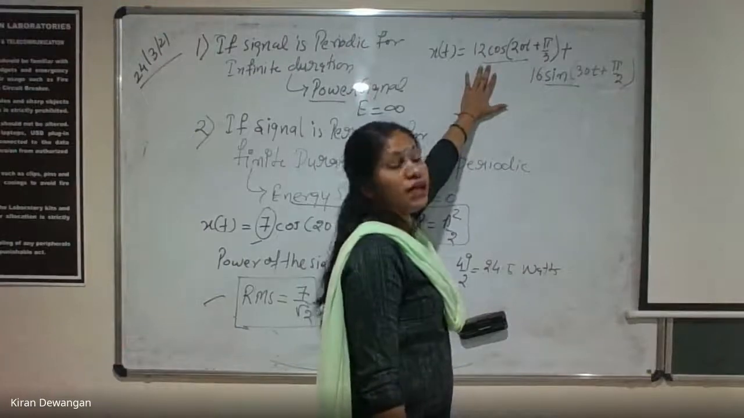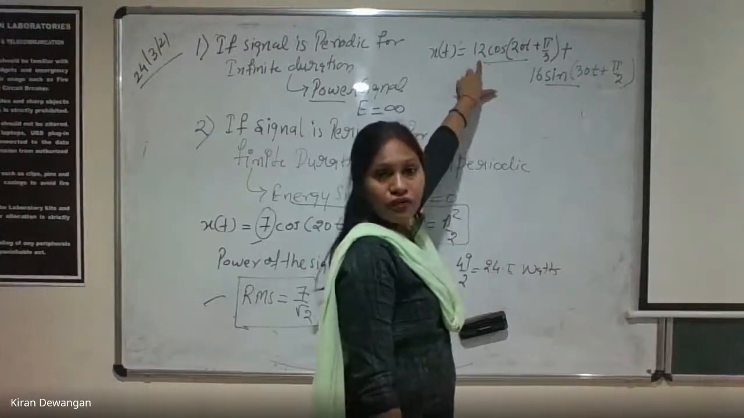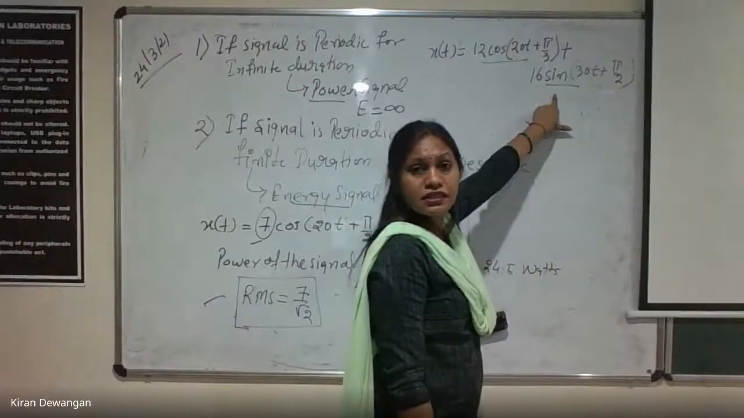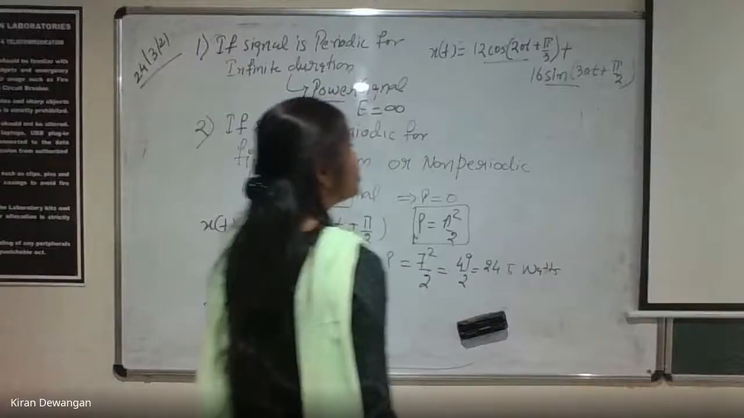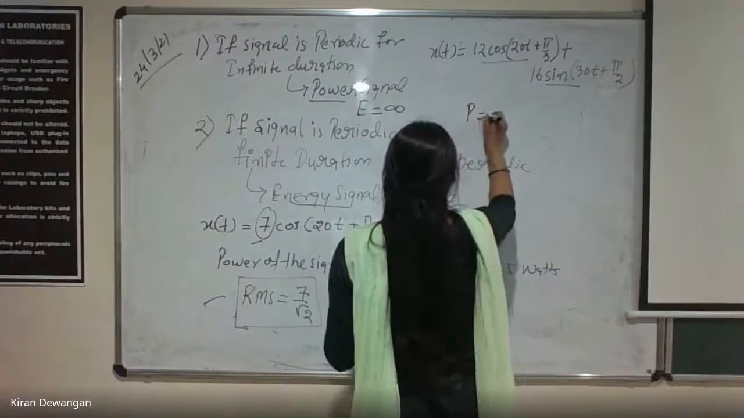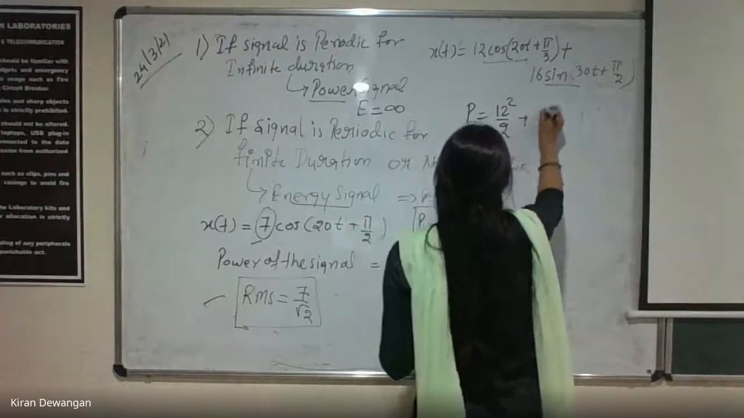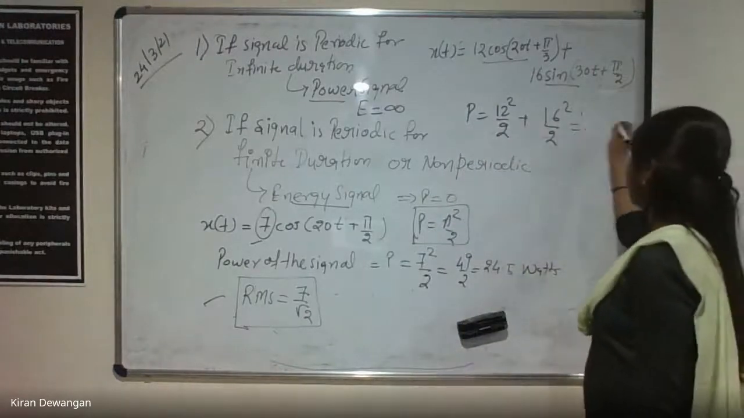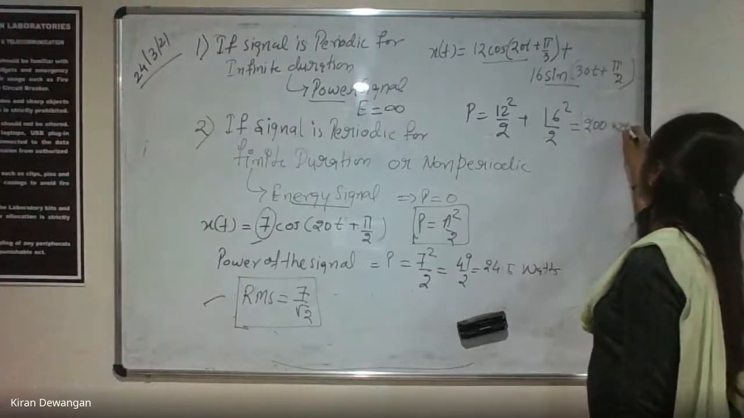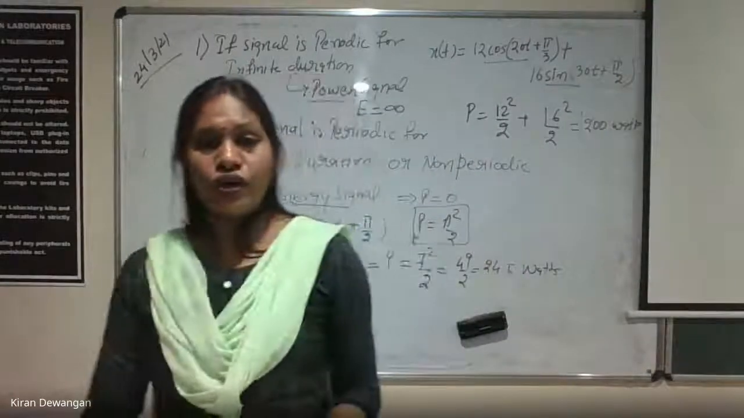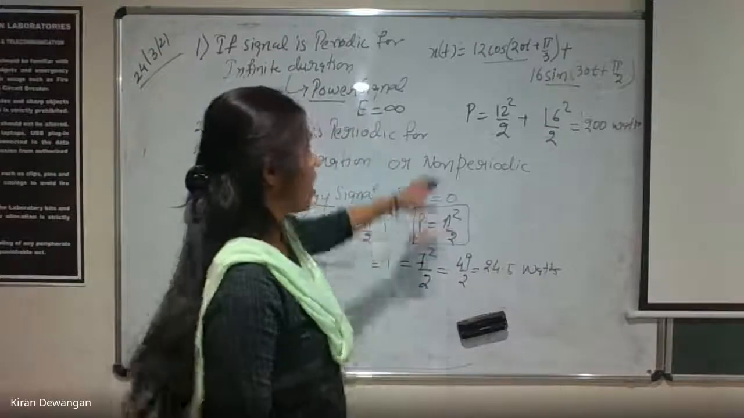So individually, what is the value of A for this one? It is 12. And what is the value of A in this case? This is 16. So individually we will calculate the power and add it up. The power of the signal becomes 12 square by 2 plus 16 square by 2, and this becomes 200 watts. Now we can also find the RMS by taking the root: root of 200 will be the RMS value. This is how we calculate the power.